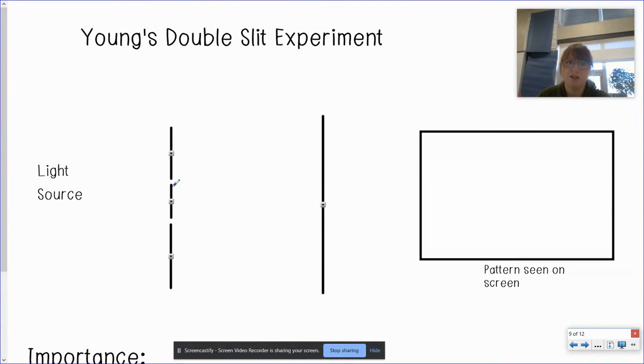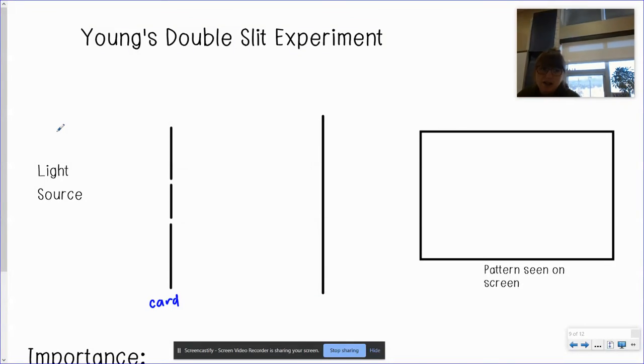So let's talk about Young's double slit experiment, because this combined with Huygens' principle has some crazy implications for physics. In Young's double slit experiment, he cut two slits in a card. So this here is a card that has two slits in it. And then he shined some monochromatic, so that's just one color, light at the card. It's like a little flashlight.